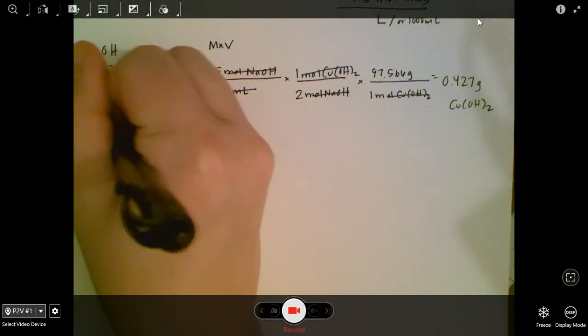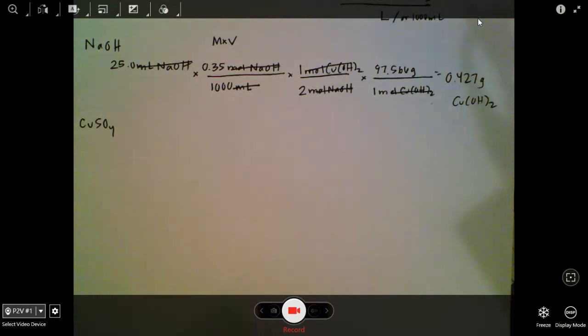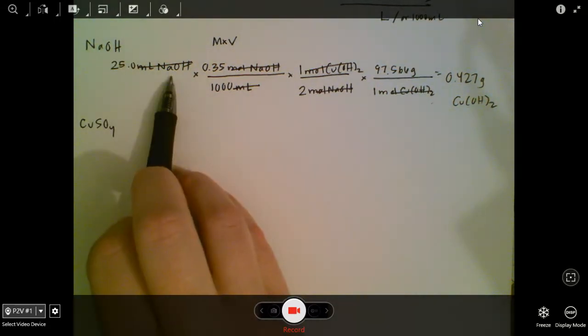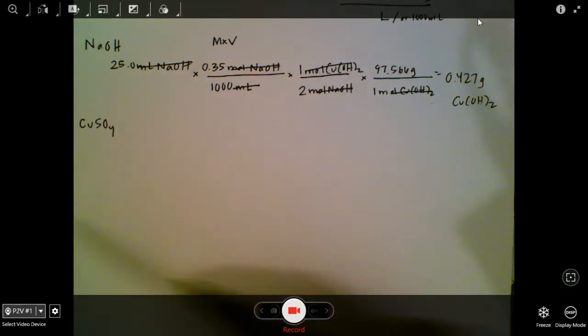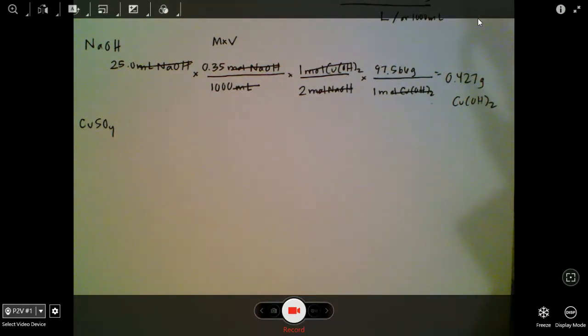Okay, so what we need to do then is repeat that for the copper sulfate, the CuSO4. So if you didn't know how to do it initially, why don't you pause the video and duplicate this calculation for the copper sulfate? We're still finding the same thing, the copper hydroxide, so why don't you pause the video, work it out yourself, and then see if you can figure out how much copper hydroxide is actually going to be produced.